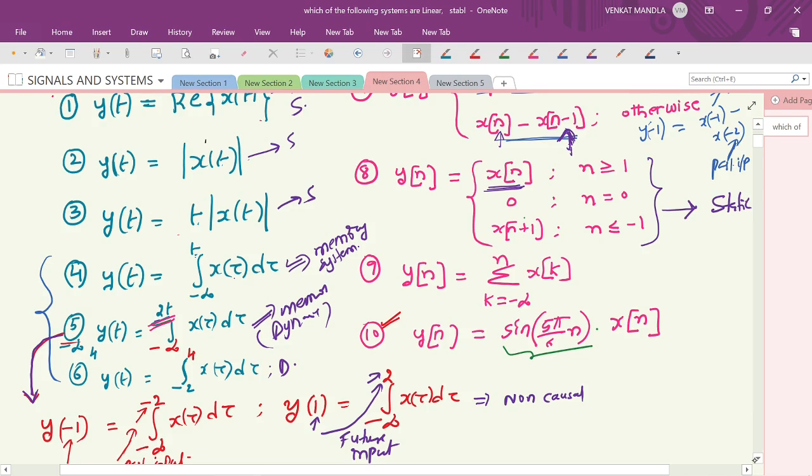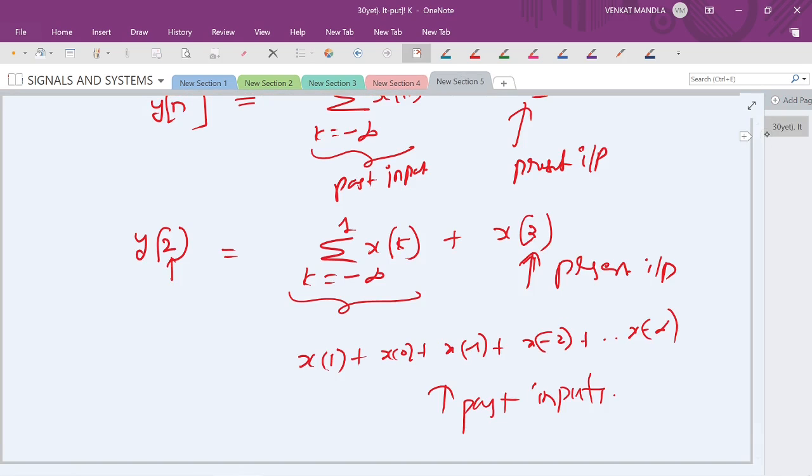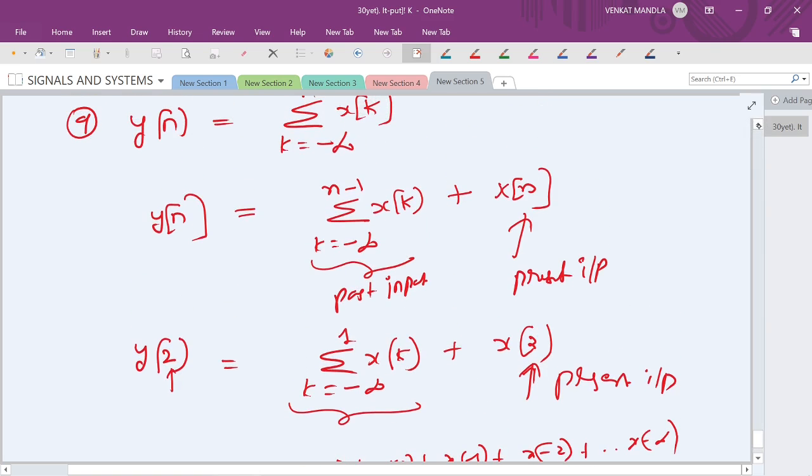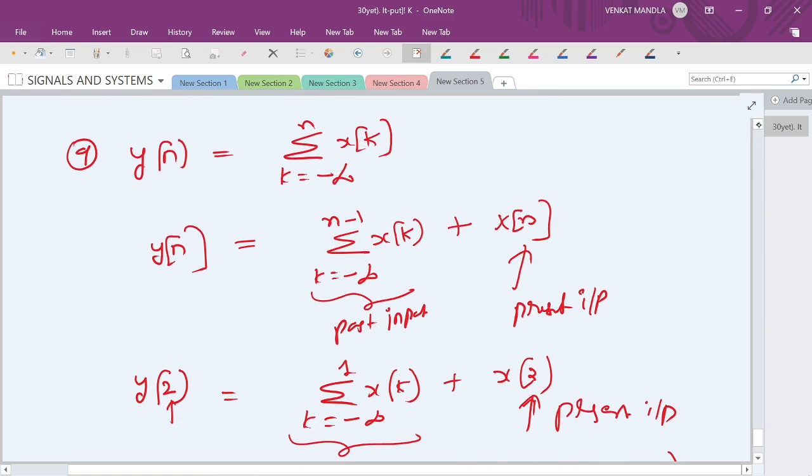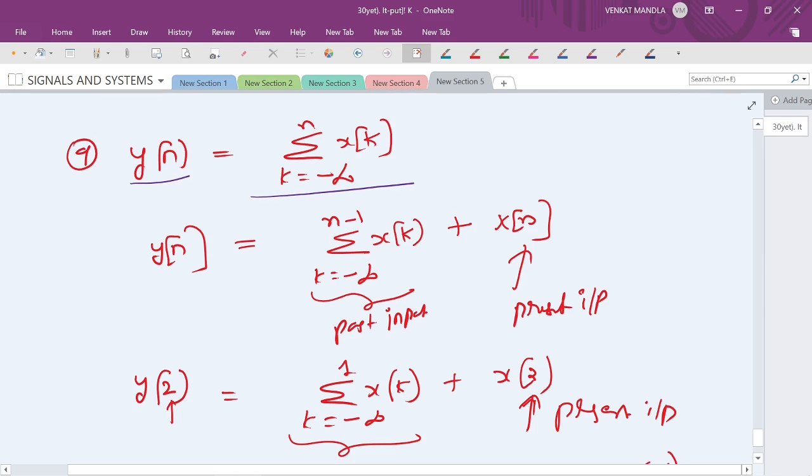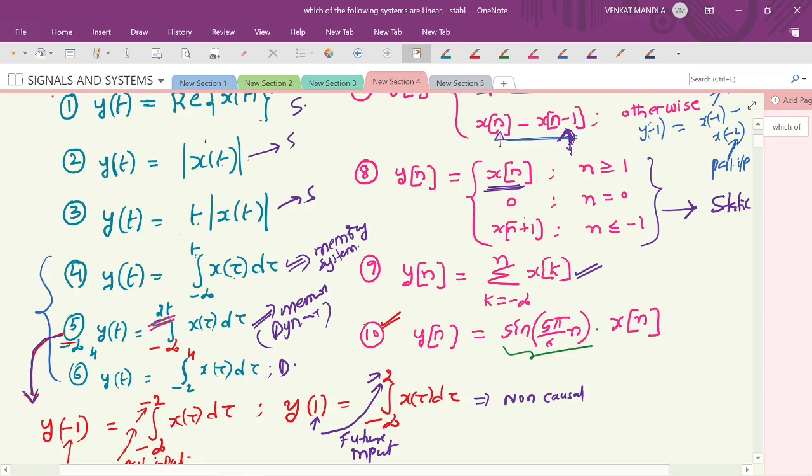And the ninth one, y[n] equal to the sum from k equal to minus infinity to n of x[k]. So this I explained here. y[n] equal to the sum from minus infinity to n of x[k]. So this is past input: the sum from k equal to minus infinity to n minus 1 of x[k]. This is x[n], the present input. So it is clearly depending on past inputs, right? So it is a memory system. This is memory. That is dynamic.